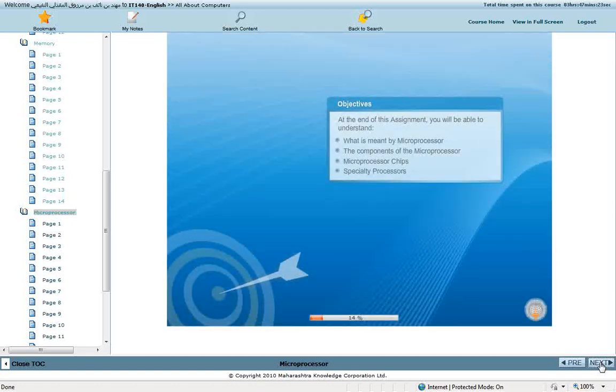Objectives. At the end of this assignment, you will be able to understand what is meant by microprocessor, the components of the microprocessor, microprocessor chips, specialty processors.